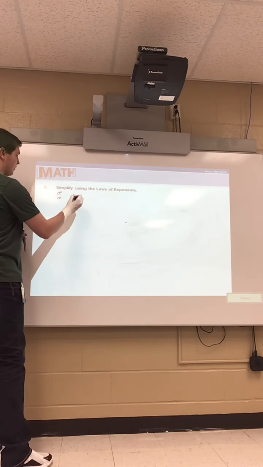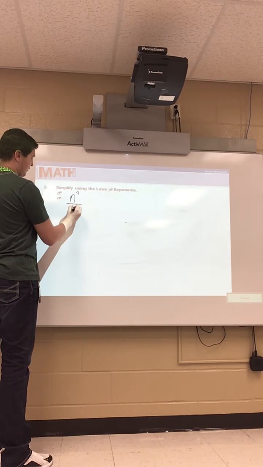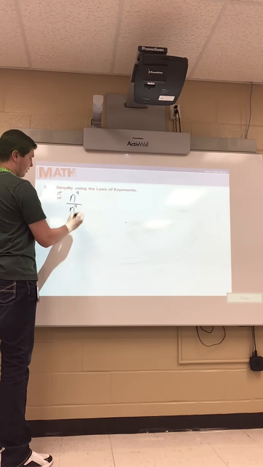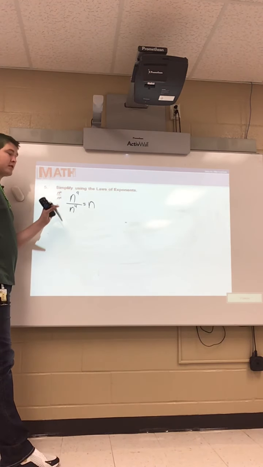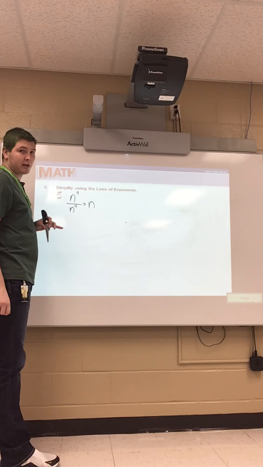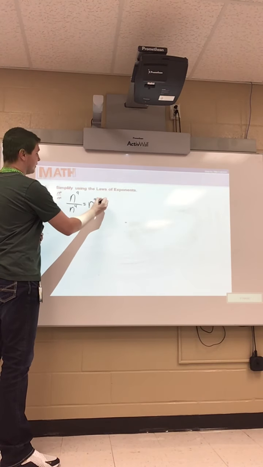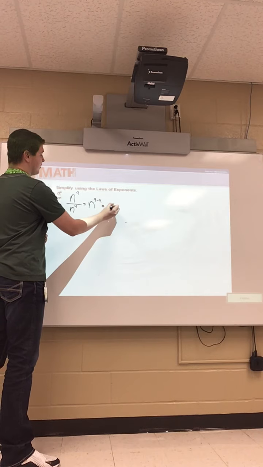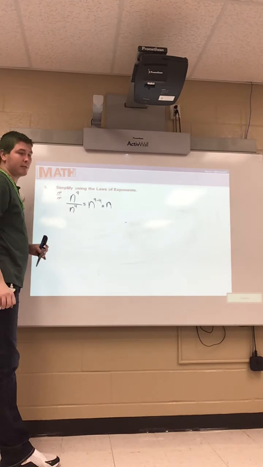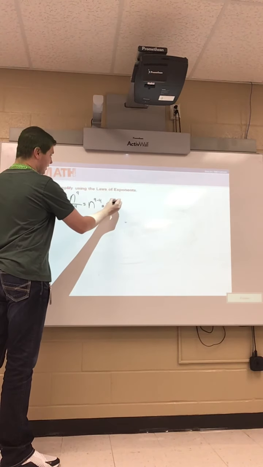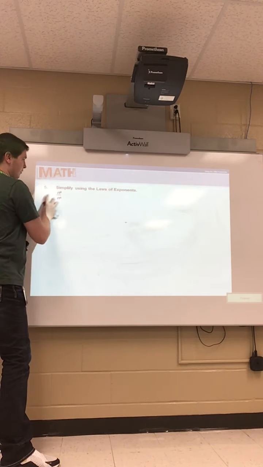This one, we have n to the 9th over n to the 4th. Keep that base n. We're dividing, not multiplying. So dividing, we have to subtract the exponents. So 9 minus 4. So you have the base n, 9 minus 4, you get 5. So it's n to the 5th power.